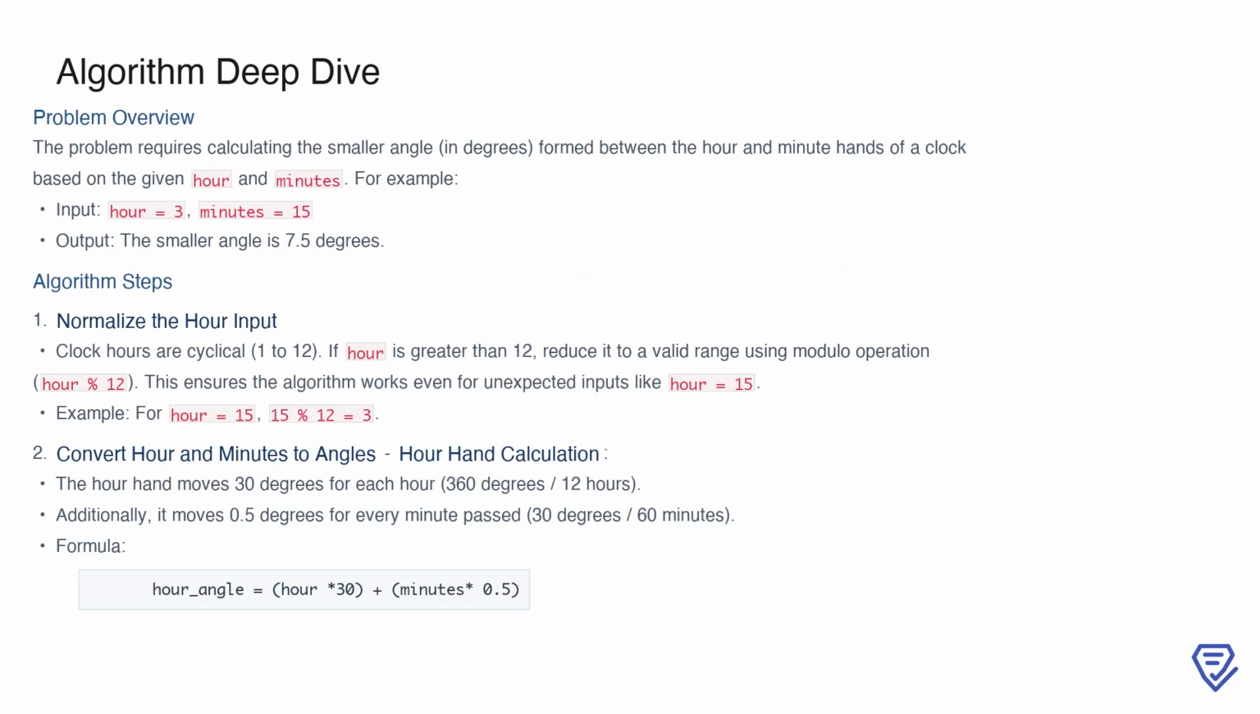The goal of this problem is to calculate the smaller angle formed between the hour and minute hands of a clock. For instance, if the input is hour equals 3 and minutes equals 15, the smaller angle would be 7.5 degrees. To break this down, the algorithm starts by normalizing the hour input since clock hours are cyclical from 1 to 12. If the hour value exceeds 12, we reduce it using the modulo operation, hour % 12.